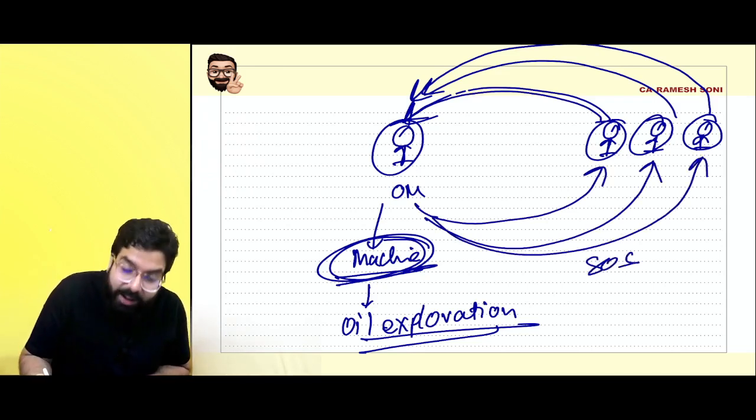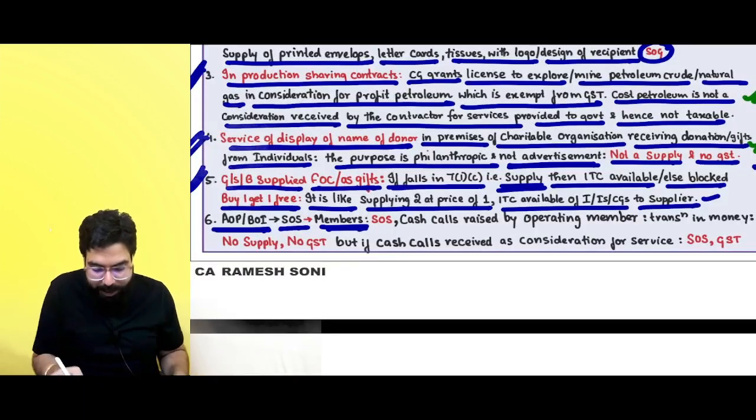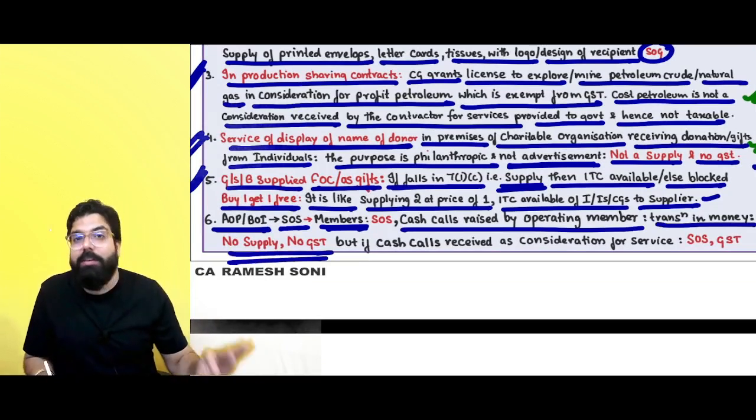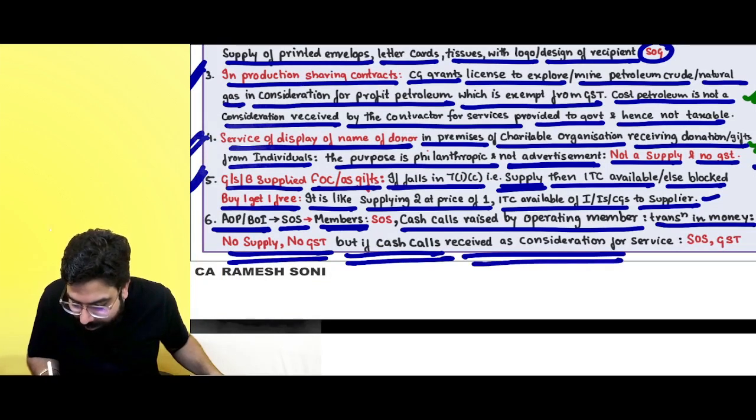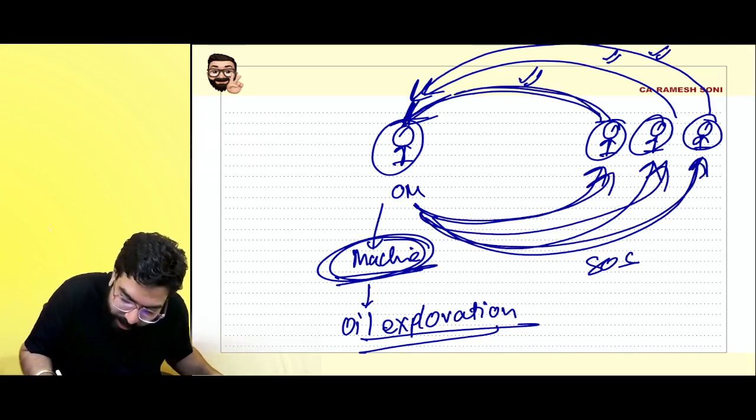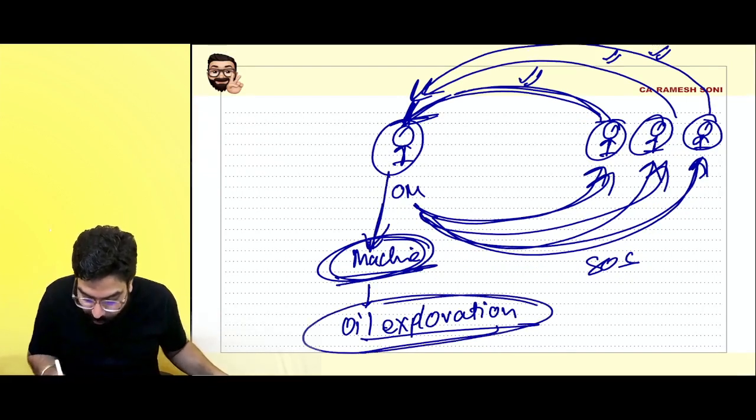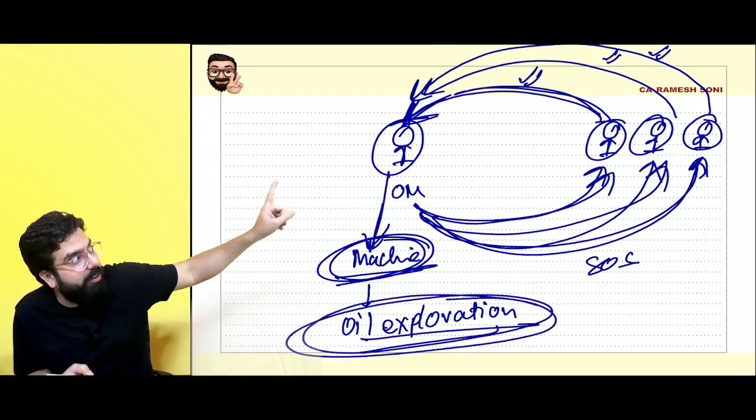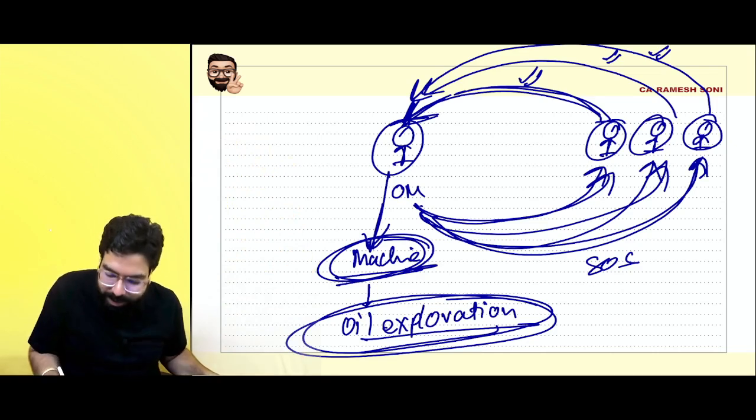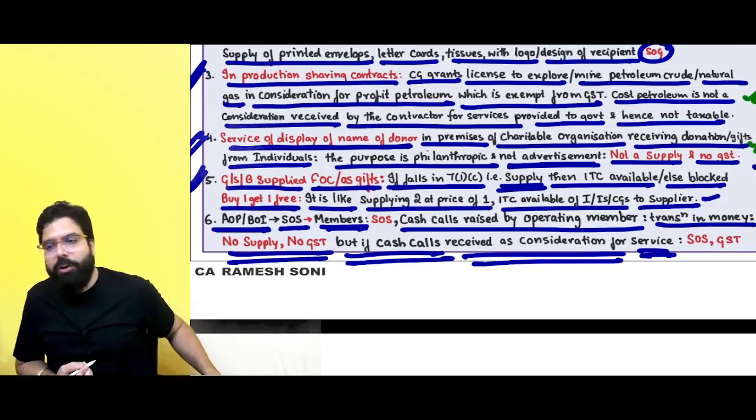This is a supply of service, and whatever amount is being charged, GST will be levied. Always remember that. That is what is being told. A cash call raised by the operating member is a transaction in money: no supply, no GST. But if cash calls are received as consideration for service, because he is giving them service and they are giving him money, what is the service? He is using his machine and doing oil exploration, and he told them, I will do oil exploration, any profits I will give to you, but you have to give me 100 crore rupees each. At that time he is giving a supply of service on which GST will come. That is what is being told over here.